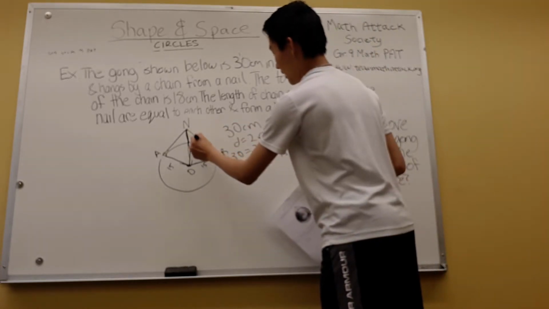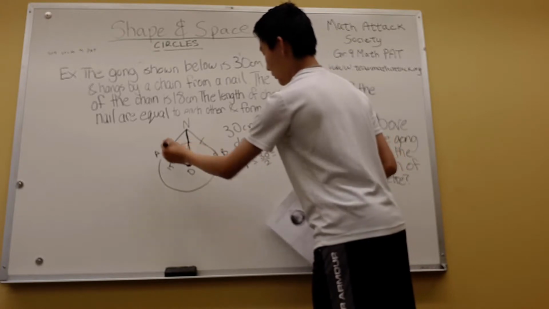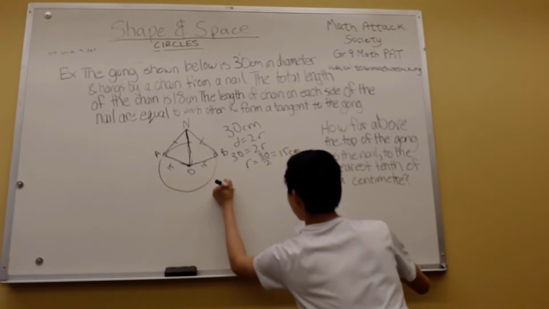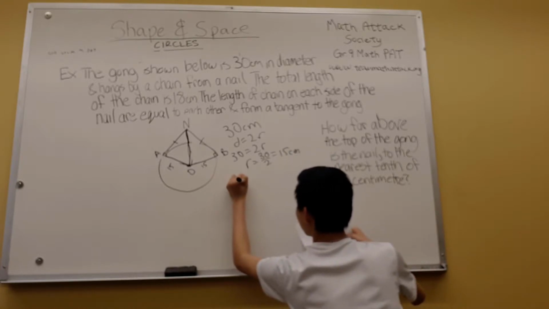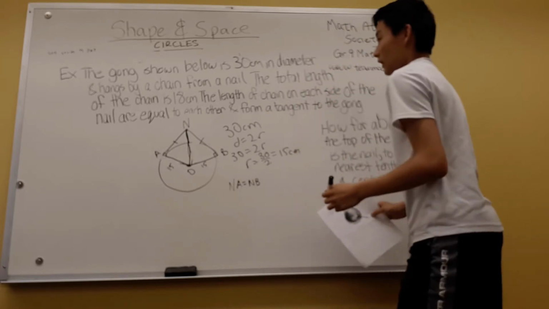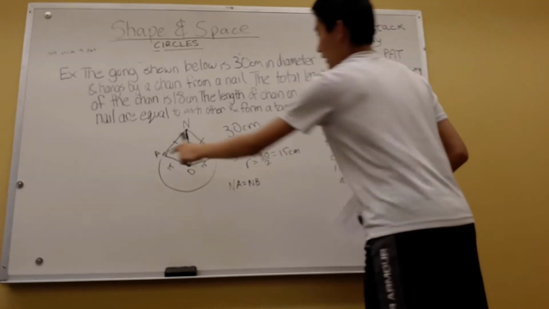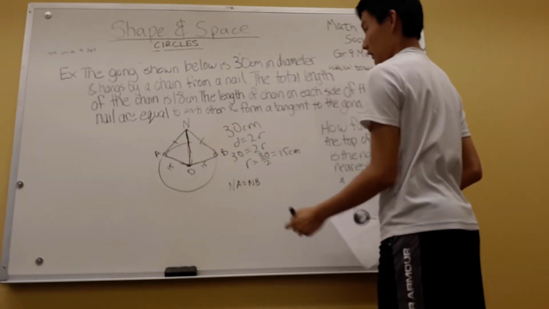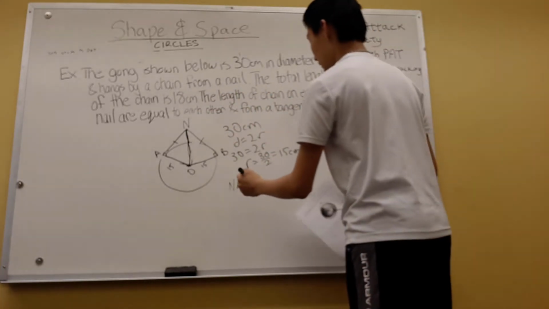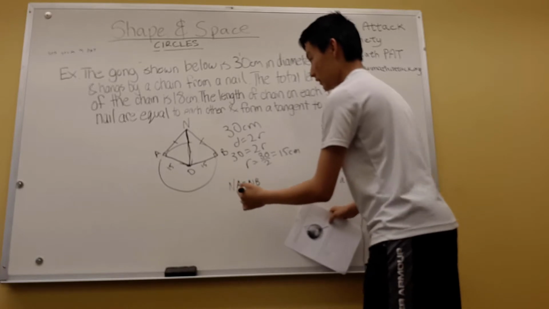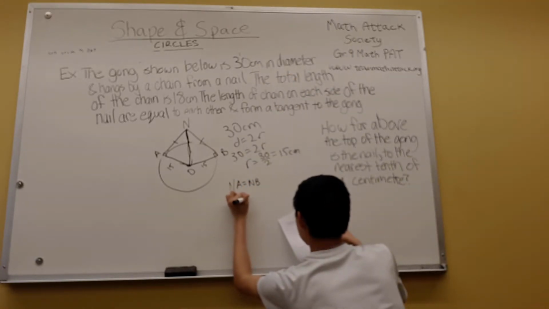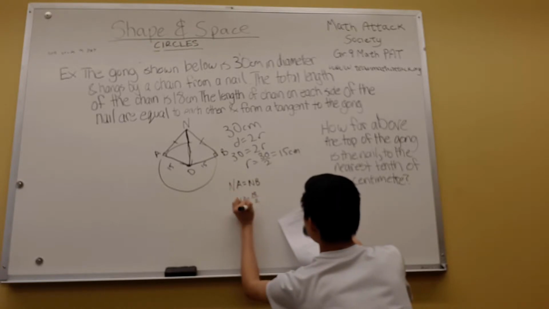So NB equals NA, and let's write that down here: NA equals NB. And basically, AN plus NB is 18 centimeters, the length of the chain. So in that case, NA equals 18 divided by 2, which equals 9 centimeters.